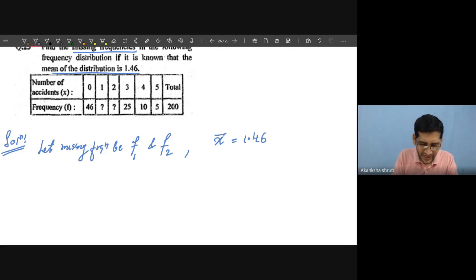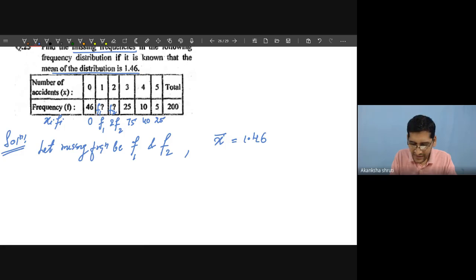So student, the same as earlier one, no difference, where you first need to calculate the fi xi. Here xi is given, so calculate their xi fi. First you will write it vertically while solving in examination, then multiply this. 0 into 46 becomes 0. Then here we have taken this as F1 and this as F2. So 1 into F1 is F1, twice of F2. The next one is 25 into 3, 75. Next one is 4 into 10, 40. Next one is 25. Okay, student.